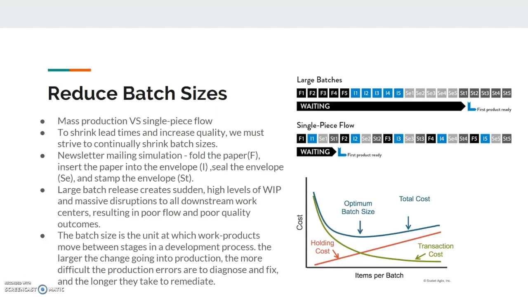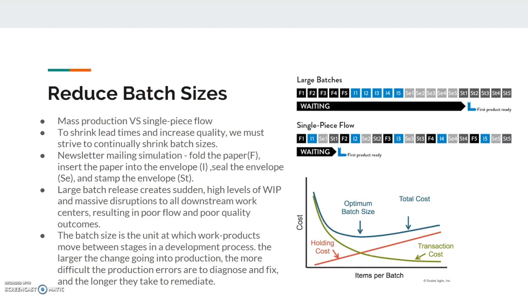So if there's an issue with those panels, they don't know until all the panels have been released to the next group. And then if they're having a quality control issue, there's nothing that can be done about it. They have to go back and have those panels retooled. One of the other examples that they gave in the chapter was about a newsletter mailing simulation. So you've got 4 steps to mailing a newsletter, such as folding the paper, inserting the paper into an envelope, sealing the envelope, and then stamping the envelope.